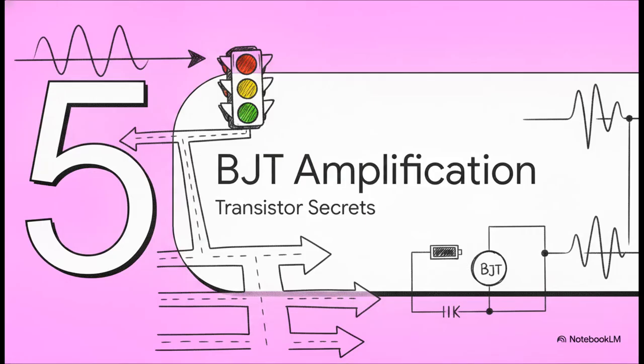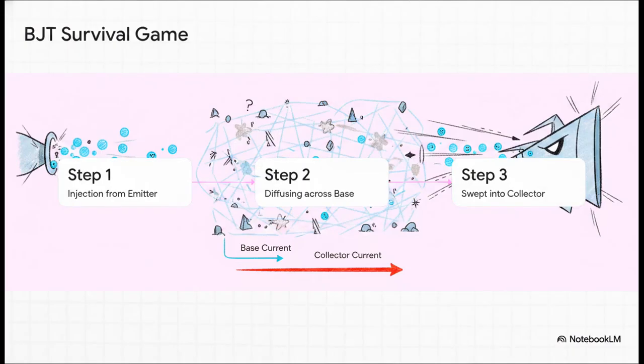Okay, Section 5, the secret of BJT transistor amplification. Now we reach the real climax of engineering, actually using these rules to amplify signals with bipolar junction transistors, or BJTs. If diodes are the one-way streets of a circuit, transistors are the traffic lights that make complex logic and computing possible. Inside a BJT, we are basically running a microscopic, high-stakes survival game.